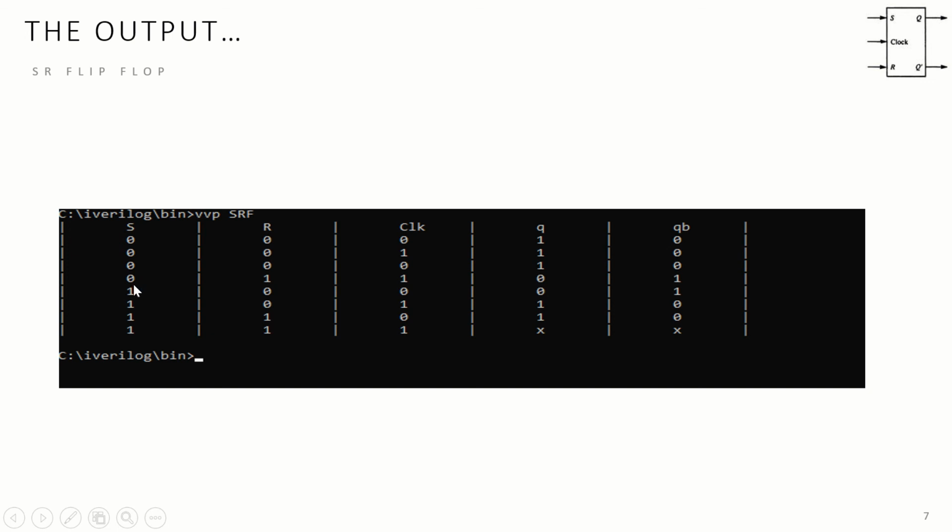Now the fourth case, 0 for S, 1 for reset and clock is 1. When the clock is enabled, it can function as a flip-flop and it is reset. So the output is 0, and on complementing you get 1. The next case, set is 1, reset is 0, clock is 0. When clock is 0, what will happen? The previous state should be retained. So it is retained and its complement is 1.